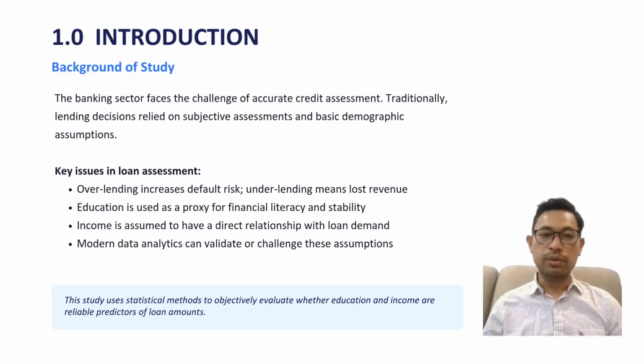There are several key issues in loan assessment. Overlending increases the risk of default, while underlending results in lost revenue for the bank. Education is often used as a proxy for financial literacy and stability. Income is assumed to have a directly proportional relationship with loan demand. The question is, do these traditional assumptions actually hold up when tested statistically? This is exactly what this study aimed to find out.